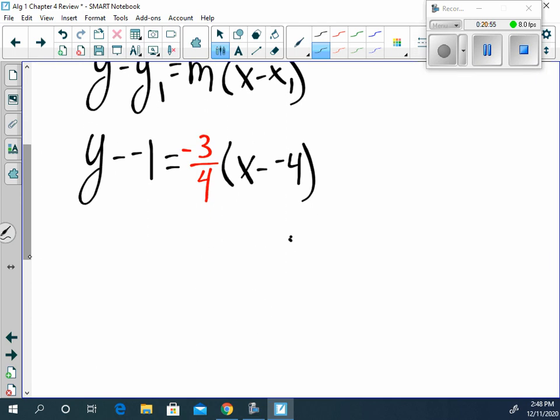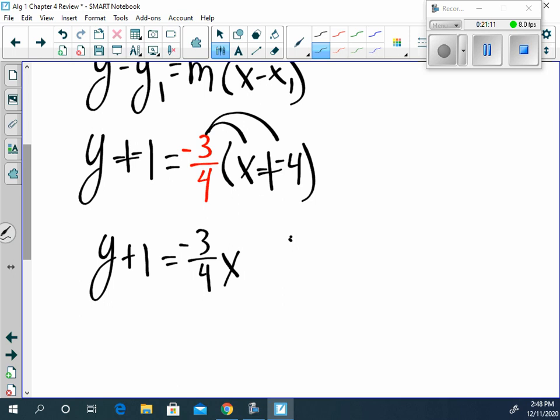Now we need to get y by itself. Well, here a negative and negative would make a positive. So I have y plus 1 equals. We have to distribute the negative 3/4. Negative 3/4 times x will be negative 3/4 x. Negative 3/4 times positive 4 will be negative 3, because the 4 and the 1/4 will simplify.